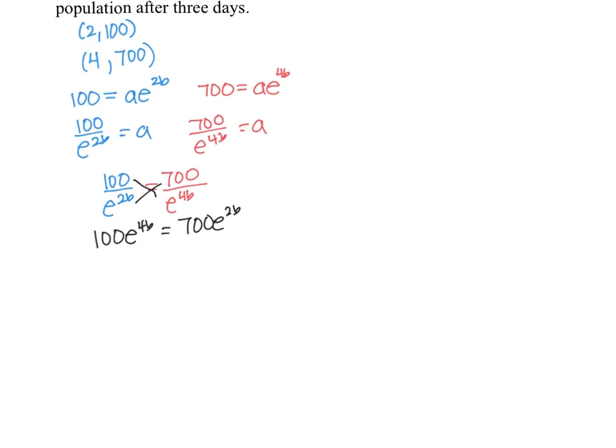Okay, I want to get the b's on one side. So let me think. Since e to the 4b is bigger, I'm going to cancel the e to the 2b. I'm going to show extra steps. 100 e to the 4b minus 2b is 2b equals 700, and then I'm going to divide the 100 over to the other side. So e to the 2b equals 7. And yes, you could have done that in less steps. I'm going to do natural log to solve for b.